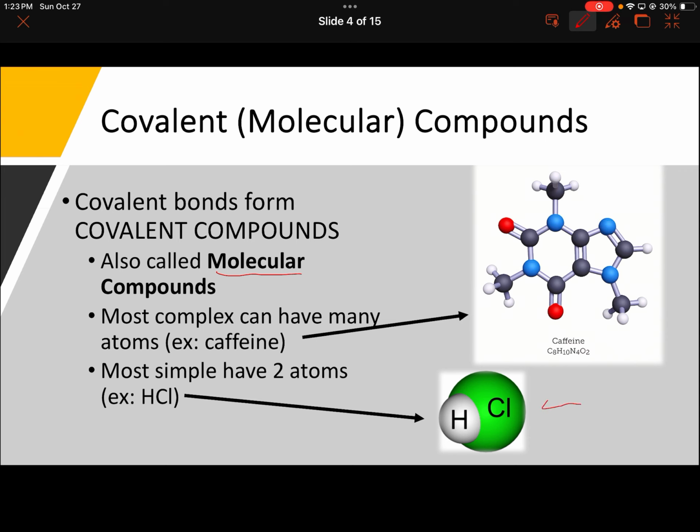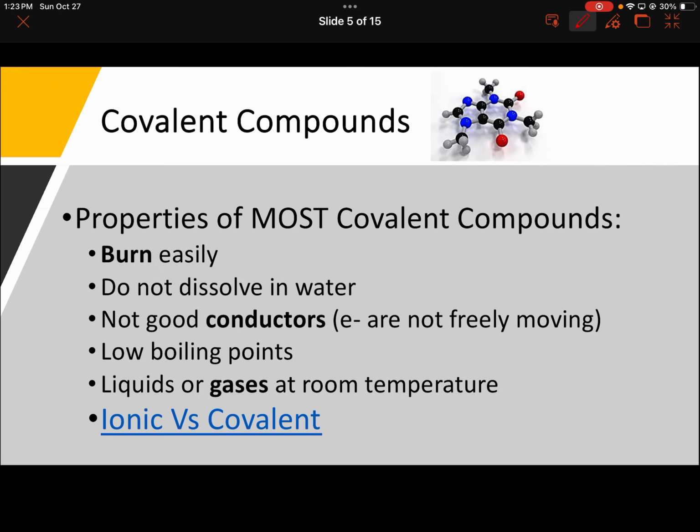But then you look down here, it can be as simple as just two atoms together. This is hydrochloric acid. That's the acid found in our stomach, helps us with digestion. So as simple as two elements together, or it can be many, many, many atoms together like caffeine. And you know, somewhere in there, they're all sharing electrons.